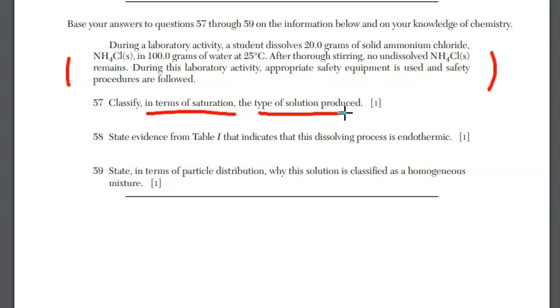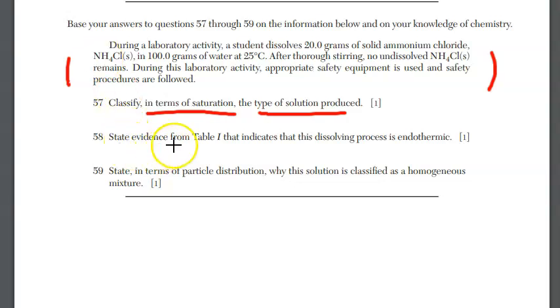Well, in terms of saturation, we have to go back to the little reading passage here, and we're told that we added the 20 grams to the 100 grams of water, and after thorough stirring, no undissolved ammonium chloride remains. In other words, we have a solution that is unsaturated. More can fit. And that's our answer for 57.